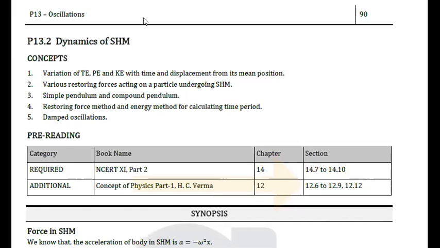Okay, everyone. So when we talk about this 13.2, the first concept that we studied was basic ratios of total energy, potential energy, kinetic energy, what is the formula and all those things, right? Then we talked about different kinds of restoring forces, which is your spring force, or mg, or component of mg, or your pressure difference. Then we talked about simple pendulum and compound pendulum. Then we talked about the restoring force method and energy method for calculating time period. Then the last concept was damped oscillation, right? So I'll just debrief all the concepts.